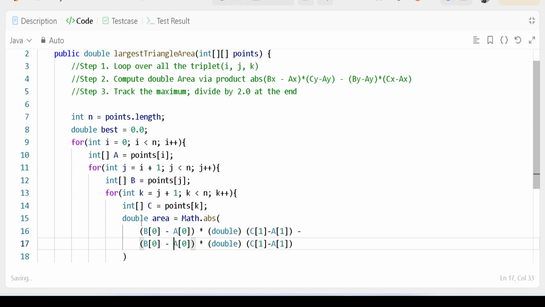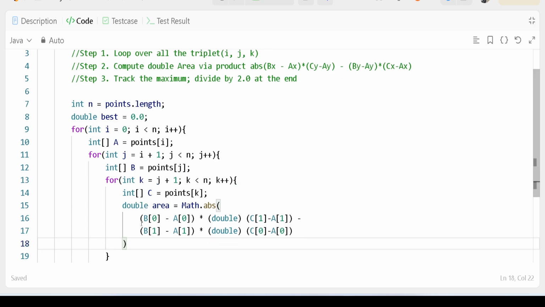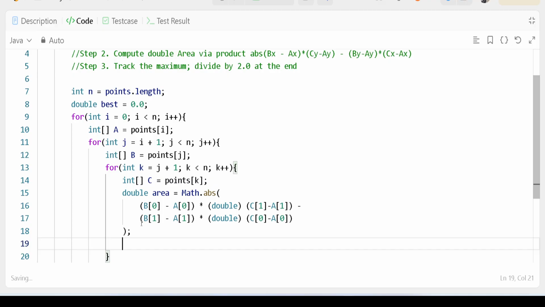Okay, very first we'll take 1 here, this will also become 1, this is your double, and this time it becomes 0, and this will also become 0. I hope you're understanding. Once this is done, we'll find the area. After this, we have to track the best, and for that we'll say Math.max, because that is the area we have found, but now we have to track the best. So we'll say best, area by 2.0, we can say that.